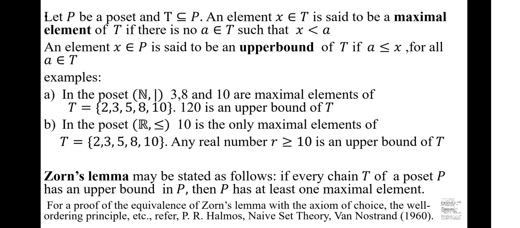Keep in mind, Zorn's lemma is taken as an axiom. There is no independent proof of Zorn's lemma, but it is always possible to see that Zorn's lemma is equivalent to the well-ordering principle as well as to the axiom of choice. To know more about Zorn's lemma, you can refer the book titled Naive Set Theory by P.R. Halmos.